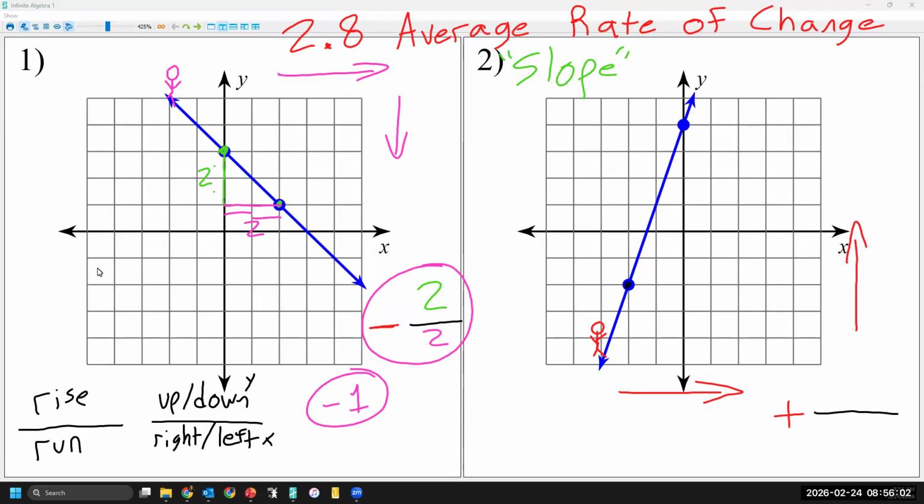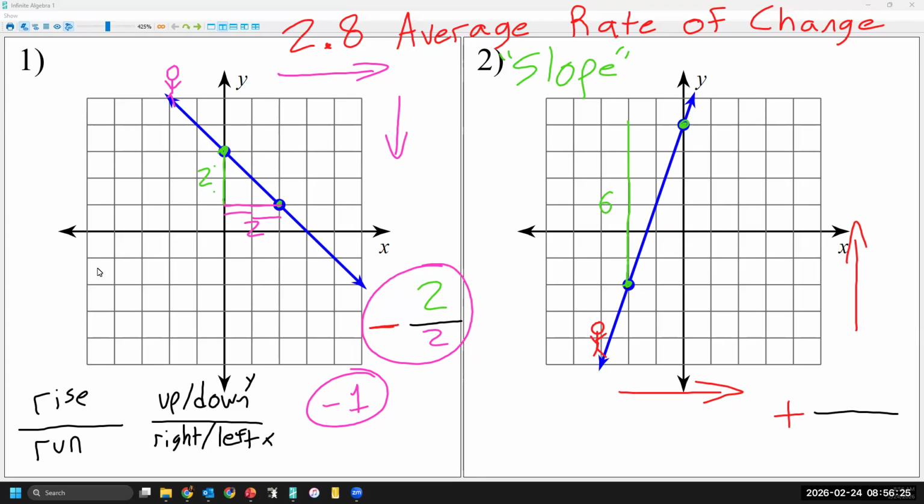Here's one. Different color than that. There's one, and there's the other. I want to go from one to the other, okay? So first I'm going to start off going up or down. Well, I'm going to go 1, 2, 3, 4, 5, 6. I went up 6 units.